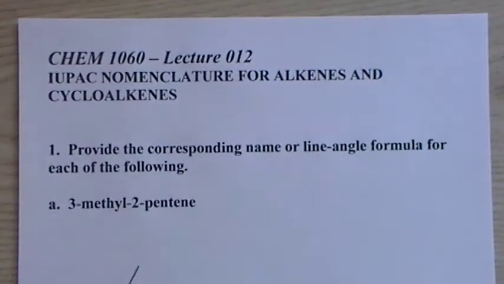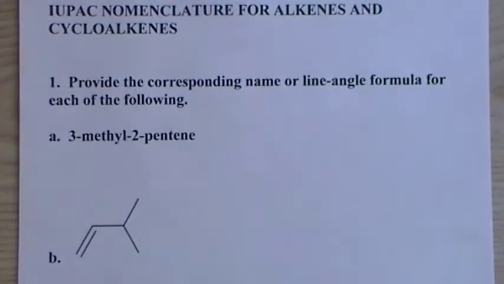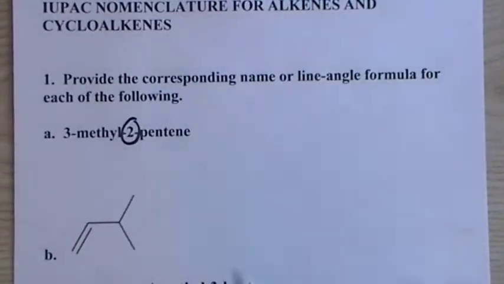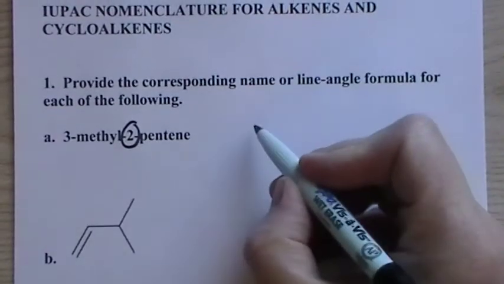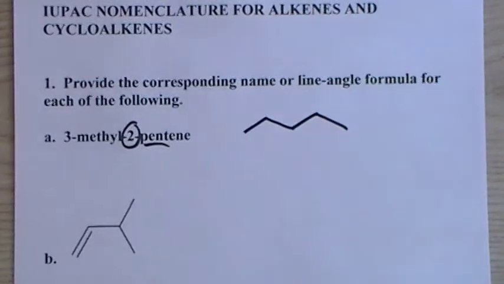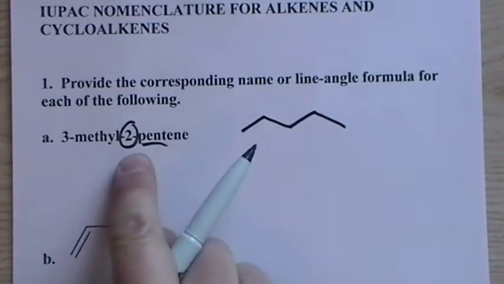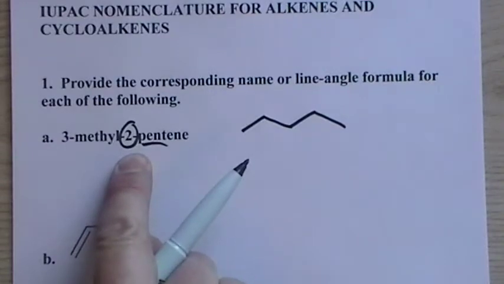Okay, got a lot of naming to do, so let's get started. We have 3-methyl-2-pentene. This 2 indicates the position of the double bond. So first it's pent, so it's based off of pentane, so draw a pentane. The double bond makes it unsaturated, and so we have to put that in, and where?